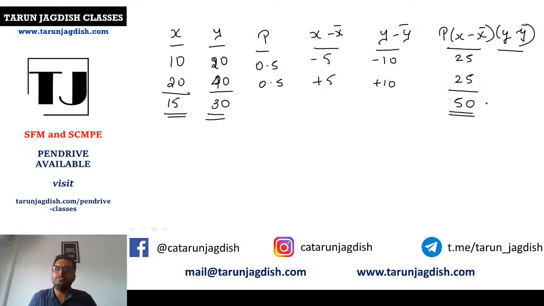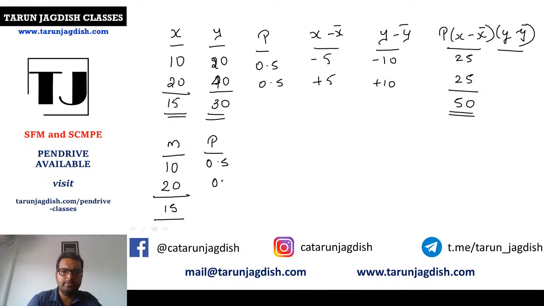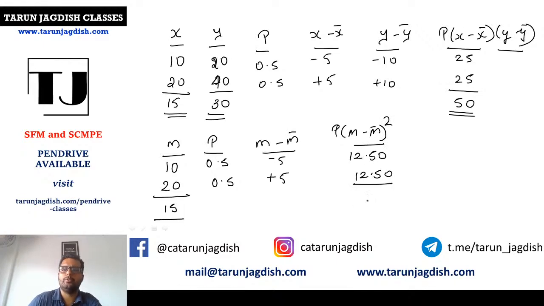By just getting this answer, he should have actually kept quiet. But this fellow was getting very bored at home, had nothing else to do. Then he decided that he will find the variance of the market. Now let's say the market was turning out to be 10 and 20, exactly the same as x. 15, 0.5, 0.5, okay. M minus M bar will be minus 5 plus 5. P into M minus M bar the whole square will be 25 into 0.5 will be 12.5. 12.5 will get the total as how much? 25. Now this fellow got the variance of the market also.